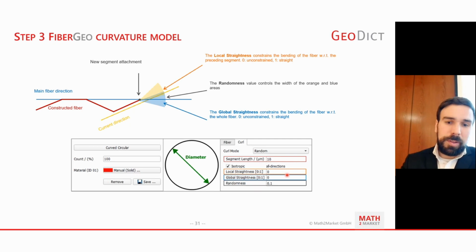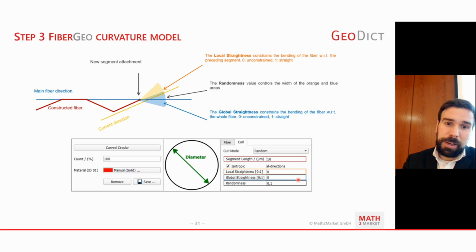Then we have the local straightness. That is the parameter that basically decides: will my fiber keep its current direction or will it keep its current curvature? So if it is 1, it will keep the curvature. If it is 0, it will keep the direction.